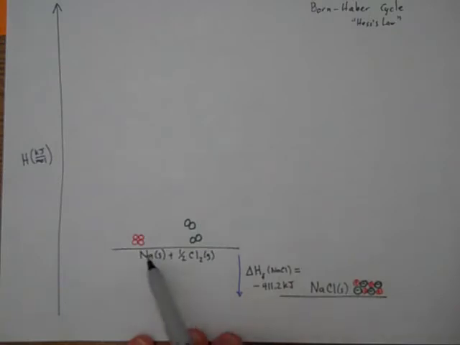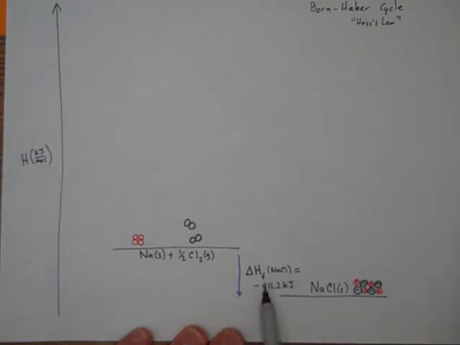So we're going to put these two elements together, they're going to react and make sodium chloride, the ionic compound, NaCl. So that's a reaction that you can actually measure. The enthalpy change for that reaction is called the enthalpy of formation.